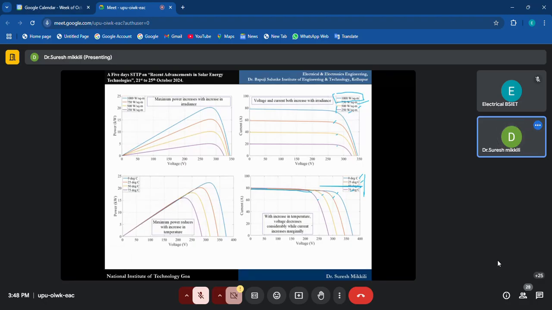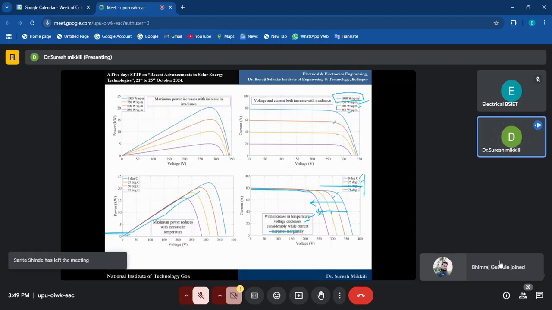I will show you. With the increase in temperature, you see here, if temperature is increasing from 0 to 75, the voltage decreases. But current is almost constant, little change is there. First one is 0 degrees, this is 25 degrees, third one is 50 degrees, fourth one is 75 degrees. Now if you increase the temperature, a little bit of voltage decrease is there, but constant current is there. Because of which the powers are not affected much.